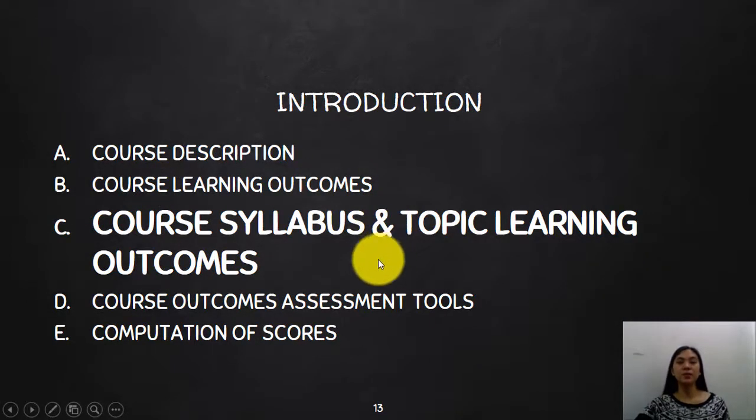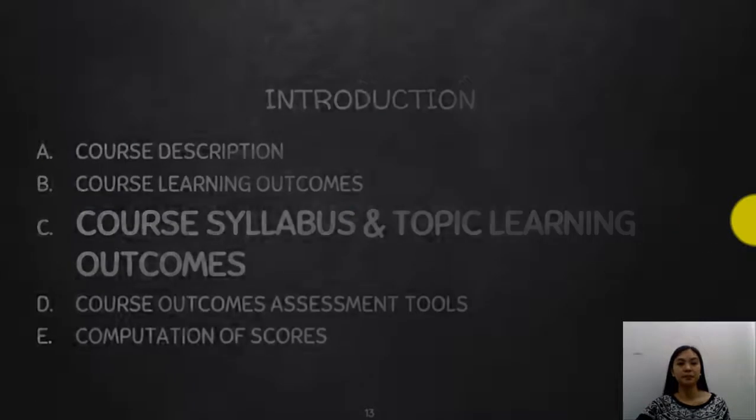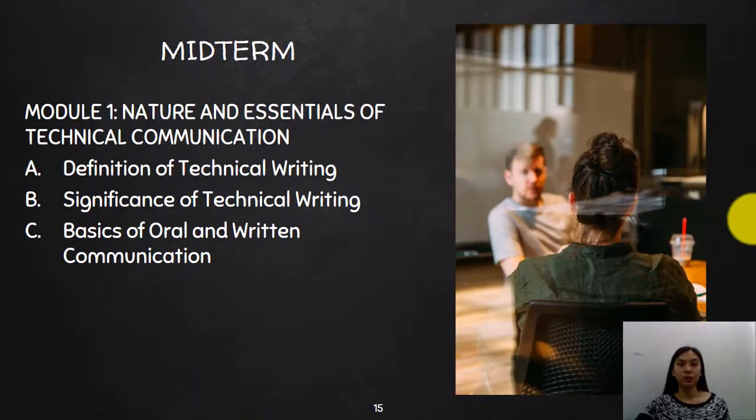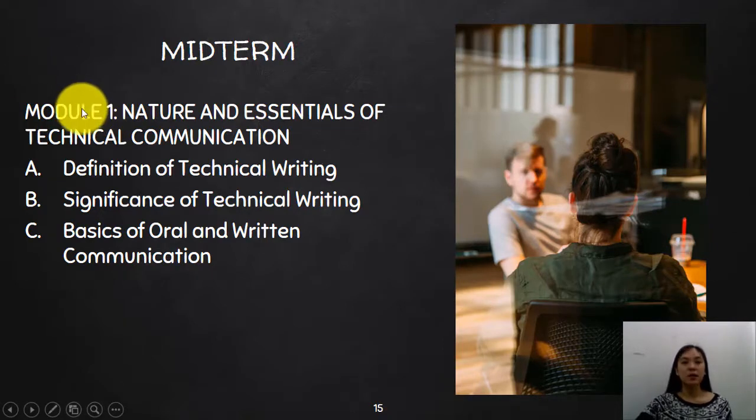So next up is your course syllabus and topic learning outcomes. So during the midterm, we will be covering module number 1, which is entitled Nature and Essentials of Technical Communication, wherein the subtopics are definition of technical writing, significance of technical writing, basics of oral and written communication.